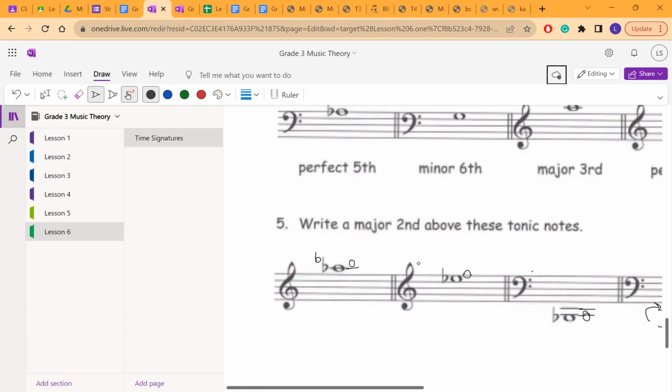Probably make them go down since the highest note is above. Yeah, no. Make the stems go down because most of these notes are above the third line. And notes above the third line, stems go down. Yeah.